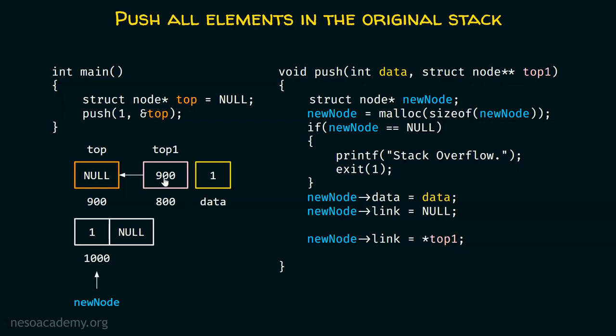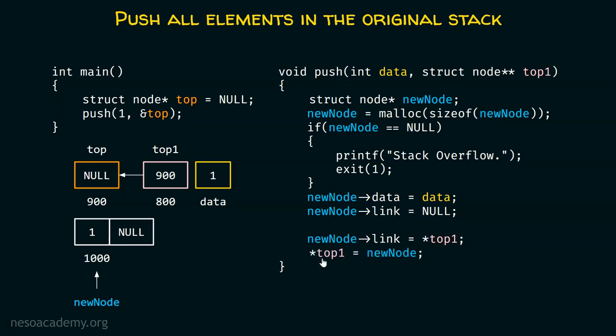Top 1 means access the value of top 1, which is 900. Obviously this is an address, right? But star top 1 means go to this location and access the value in this location. Simple. Star top 1 means go to this location, that is 900, and access what is there inside this location. You can see that we have null in this location. Therefore, new node link will get replaced by null, and currently null is there. So therefore no changes are made.